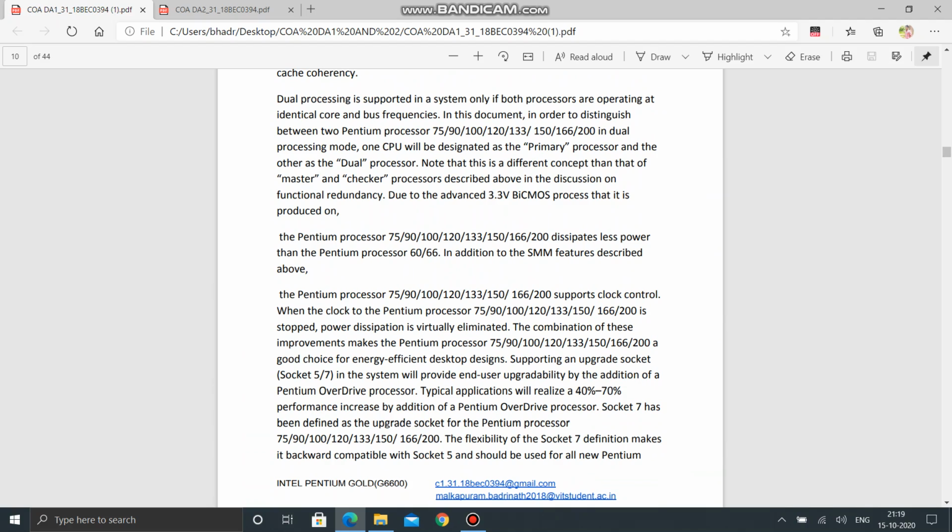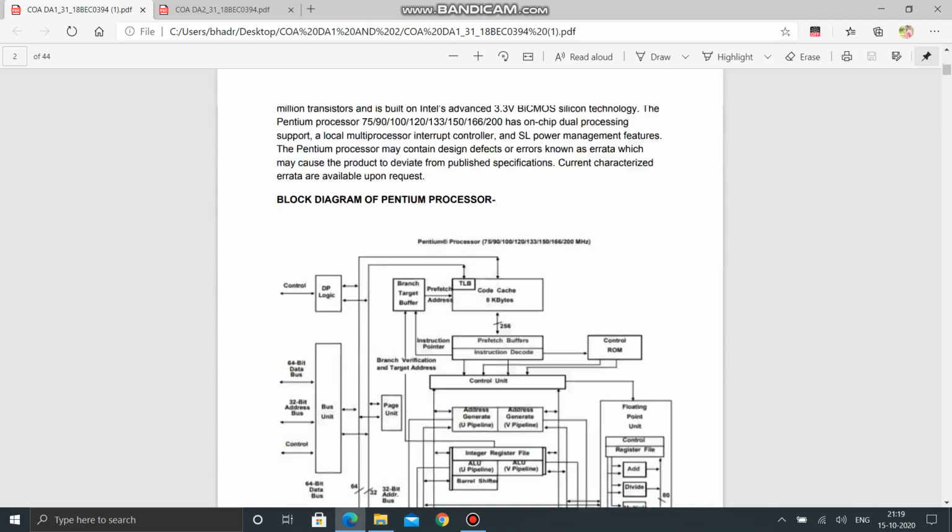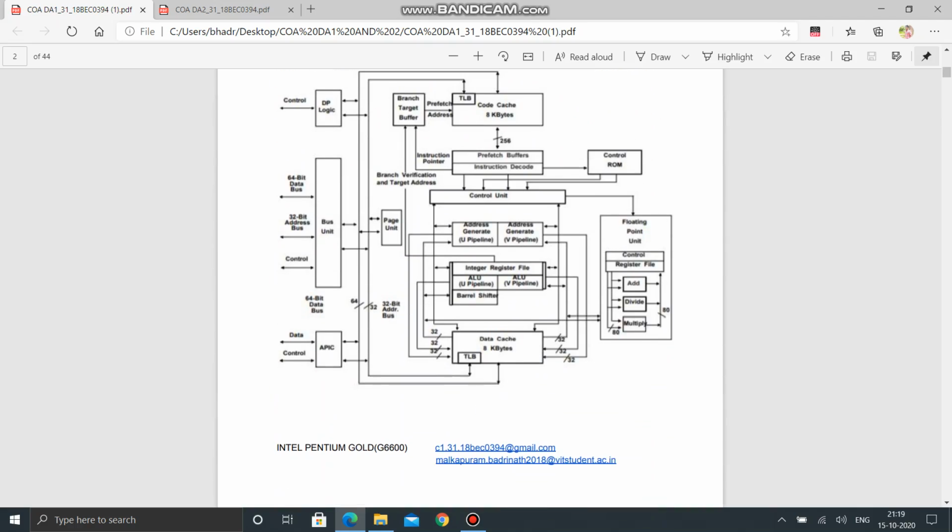Socket 7 has been defined as the upgrade socket for the Pentium processor. We can see this in the block diagram. Socket 7.